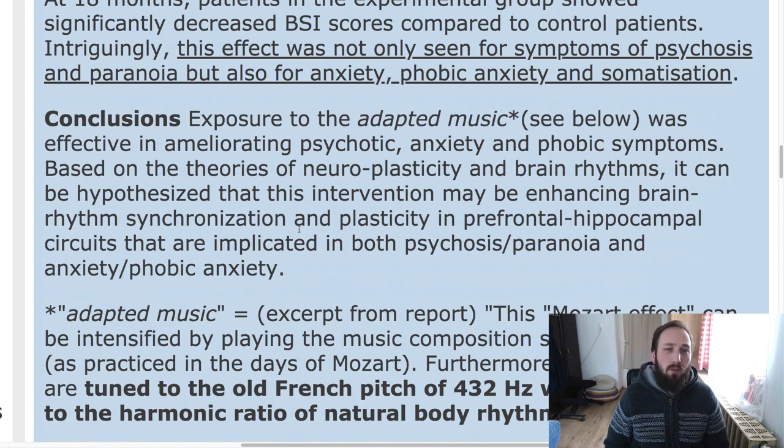Based on the theories of neuroplasticity and brain rhythms, it can be hypothesized that this intervention may be enhancing brain rhythm, synchronization, and plasticity in prefrontal hippocampal circuits that are implicated in psychosis, paranoia, and phobic anxiety. Bottom line is they conducted this research and the patients got better by listening to 432 Hz.